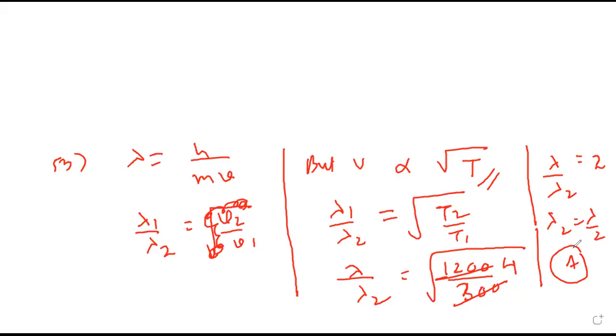Yes, sir. Next, for an electron accelerated through 54 volt, the wavelength of matter wave will be how much? Just now I wrote in de Broglie's, for 54 volt how much comes for the electron, 1.67 nanometer. Okay. In case you forget.